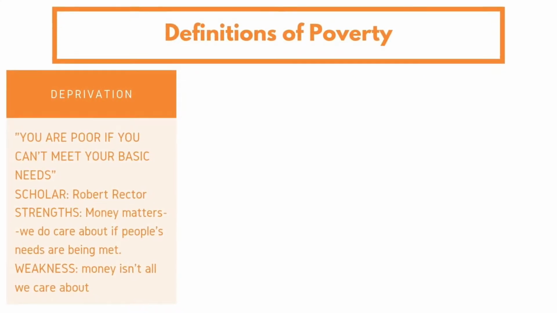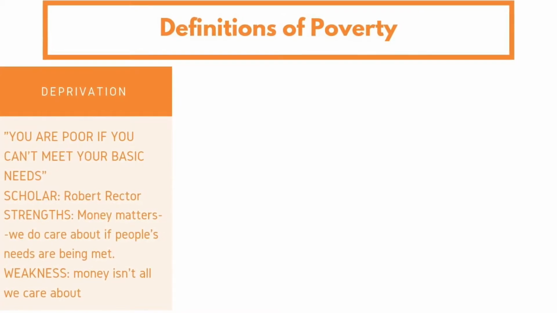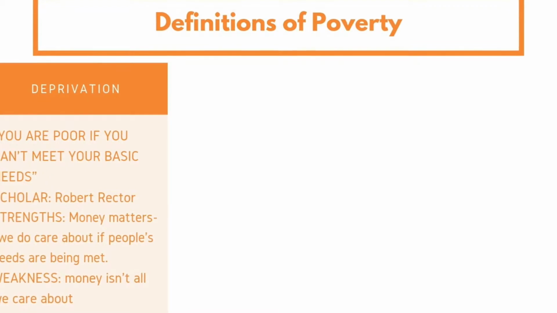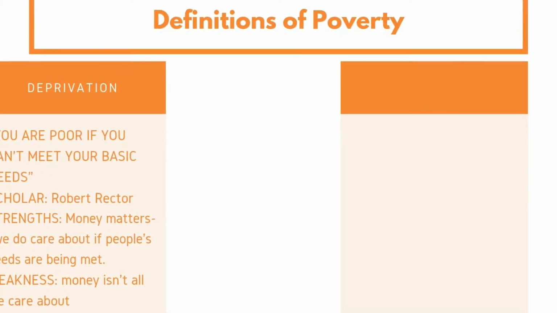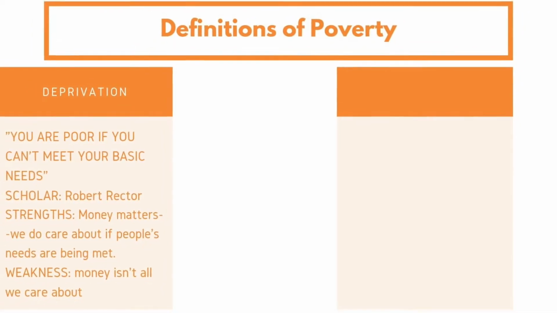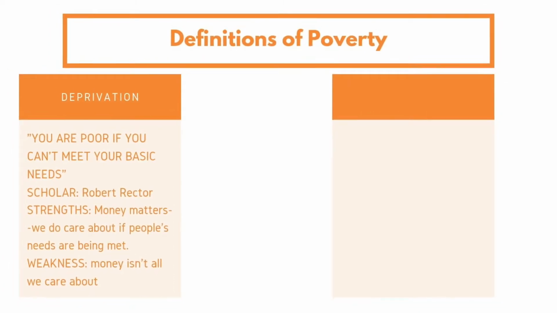While Rector makes a good point that material goods matter, this definition is insufficient. We can't just care about whether people can meet their basic needs and survive, because if this were the case, there would be no people in poverty. They would all be dead. Thus, we must care about something more than just people's ability to acquire their basic needs. This is what the next two main definitions try to address.